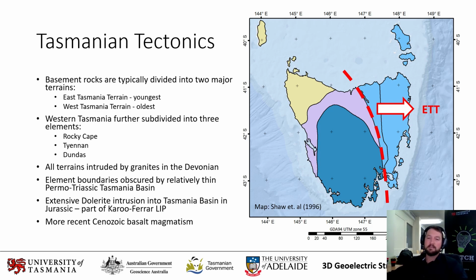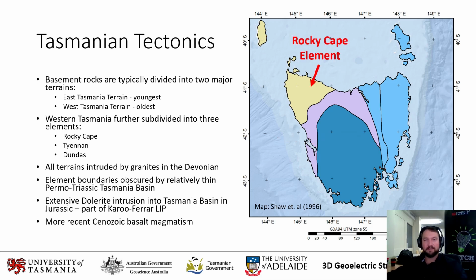The oldest rocks in this terrain are from the Ordovician, just a thick package of folded turbidites called the Mathinna Supergroup. To the west of this, we have the West Tasmania terrain, which itself is divided into a series of tectonic elements, the oldest of which is the Rocky Cape element. This contains a package of Mesoproterozoic deformed quartzites with a distinct Laurentian provenance.